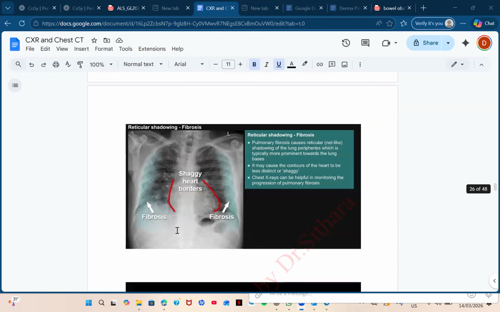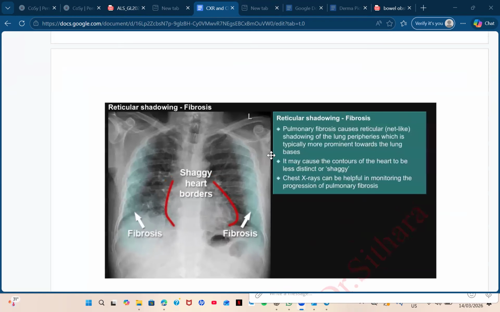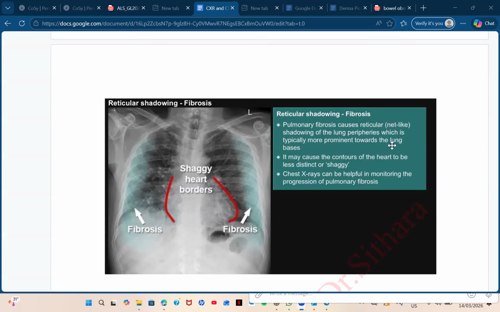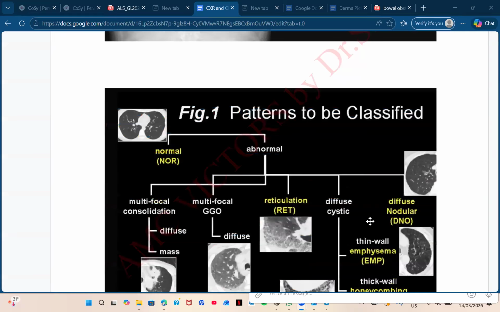Yes, good. Here, what you can see is reticular shadowing, right? Pulmonary fibrosis causes reticular, that means net-like shadowing of the lung peripheries, which is typically more prominent towards the lung base. It may cause the contour of the heart to be less distinct or shaggy. Chest X-ray can be helpful in monitoring the progression of pulmonary fibrosis.